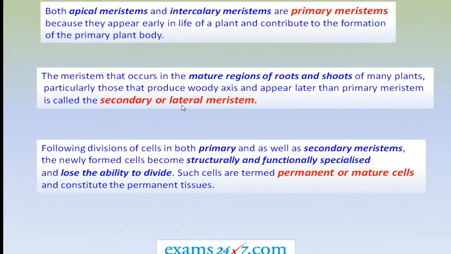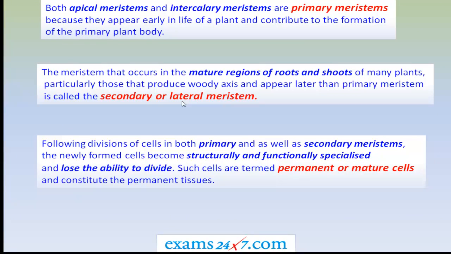Following divisions of the cells in both primary as well as secondary meristems, the newly formed cells become structurally and functionally specialized and after some time lose their ability to divide. Such cells which have lost their ability to divide and develop into mature cells constitute the permanent tissues.